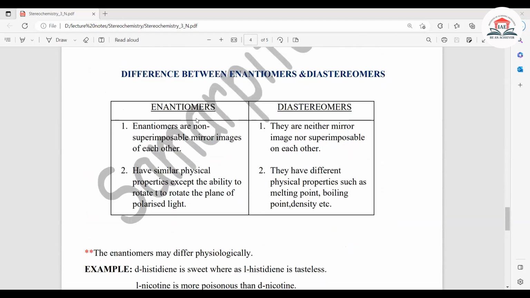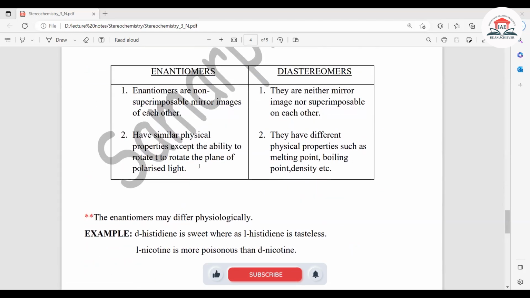Another important thing is that enantiomers have similar physical properties except the ability to rotate plane polarized light. The other properties are similar. So it is very, very difficult to separate the D and L isomers from one another, to separate the counterparts of a racemic mixture. But diastereomers have different physical properties, like different melting point, boiling point and density. So it is quite easier to separate diastereomers from one another.